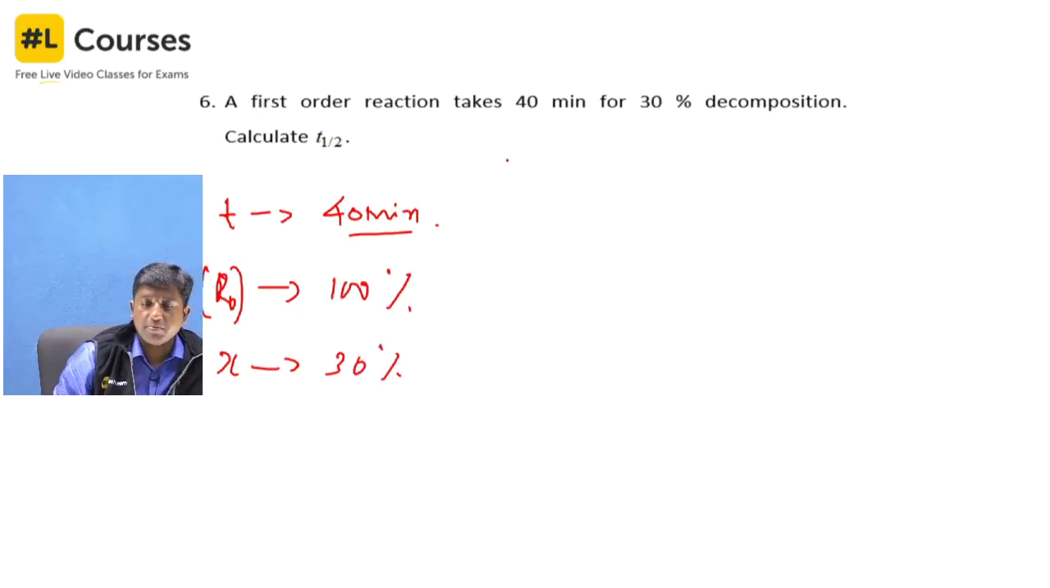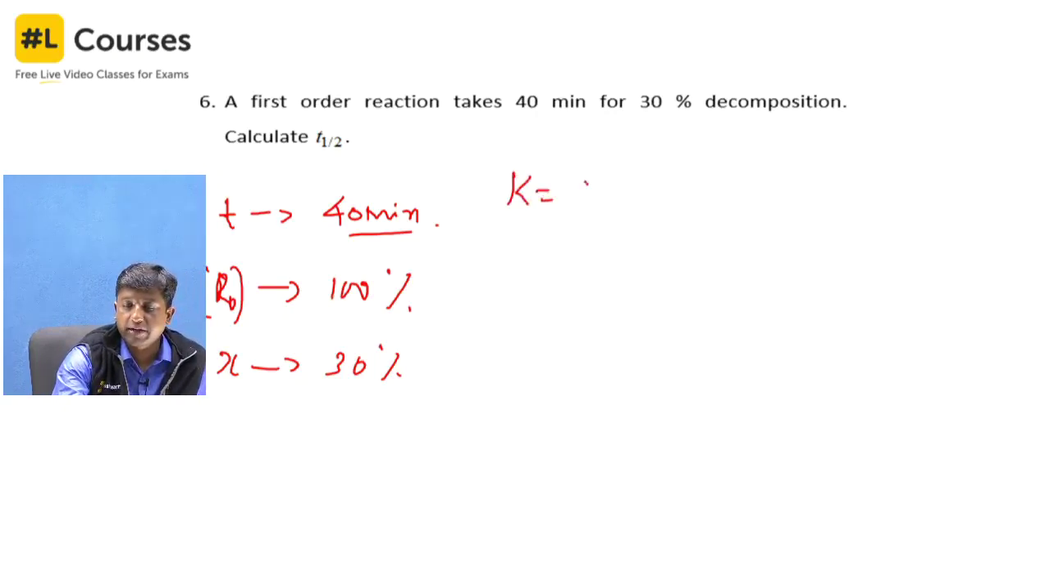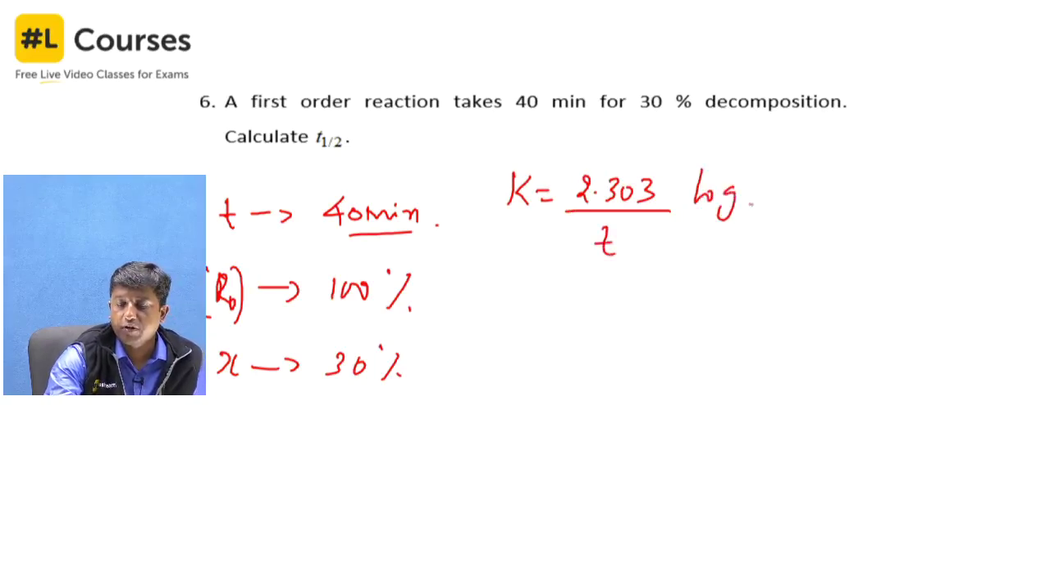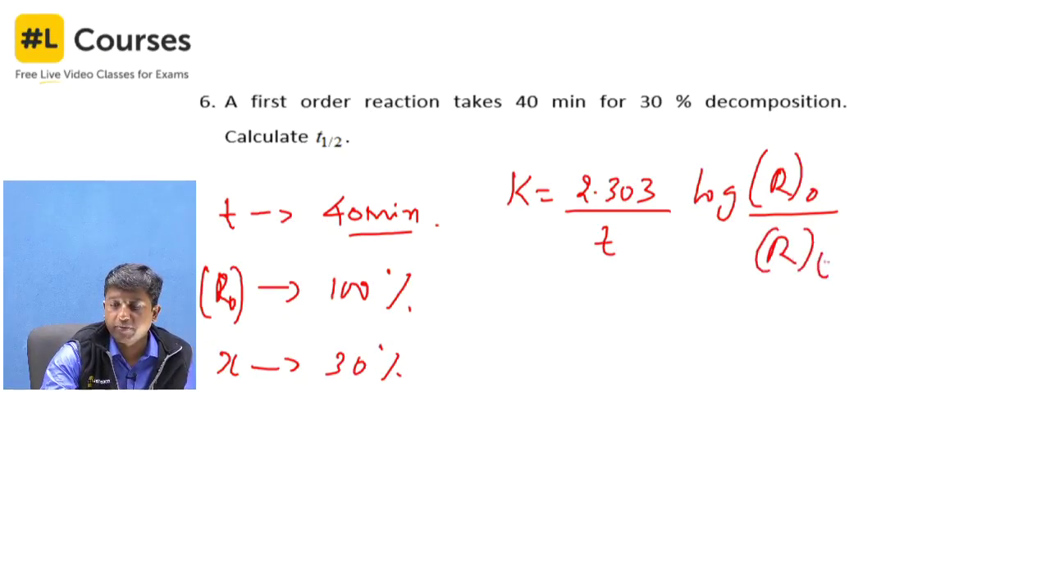Students, this problem is based on two important formulas we need to use. One is k will be equal to 2.303 divided by t into log of R naught by R t. This is the formula. Students, can you guess which equation this is? This is the integrated equation. In the regular class, I have derived it, and this is the integrated equation for the first order reaction.